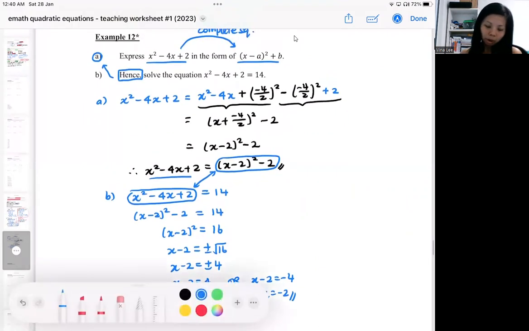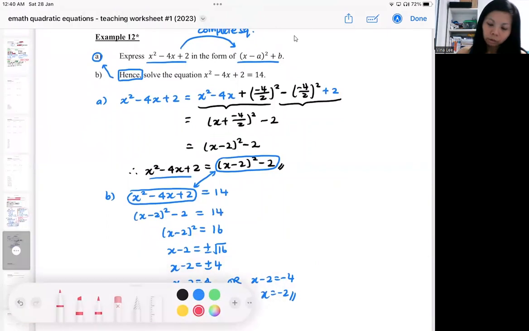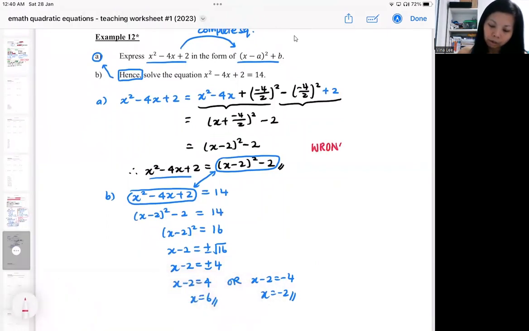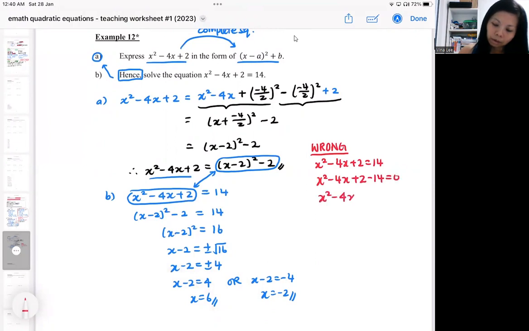So it will be totally wrong if you try doing this. If a student tries doing part B in this way, the student saw this, and then the student tried to move this over, and then tried to factorize, and do the first bracket equal to 0, second bracket equal to 0. So essentially the student gets the same answer.